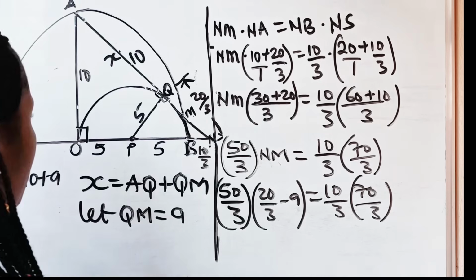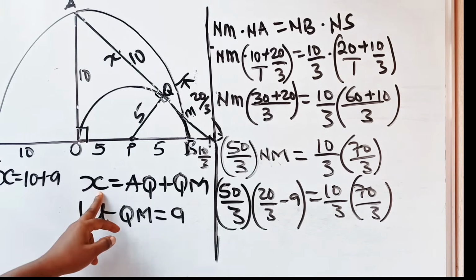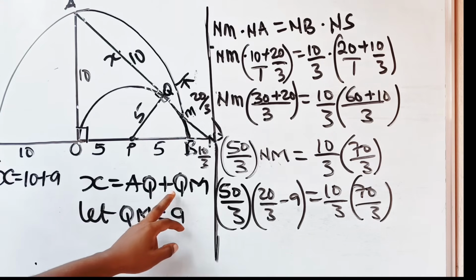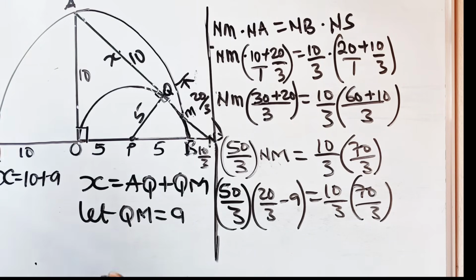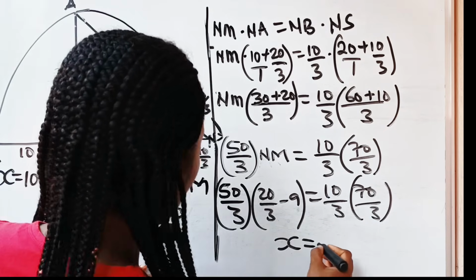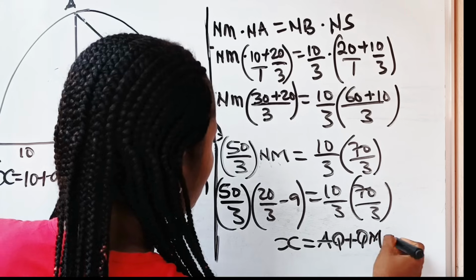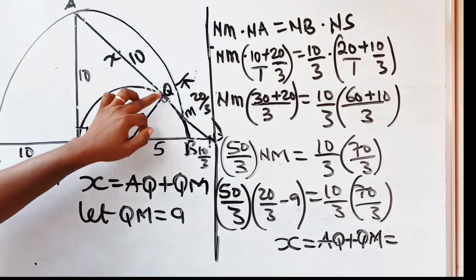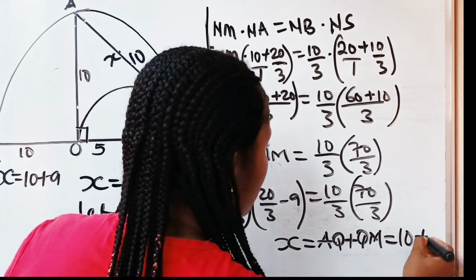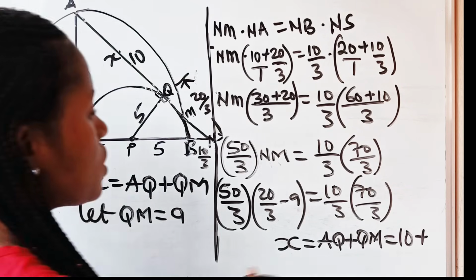Now we keep solving. I think what we need from this side now is that our X is equal to AQ plus QM. All right, so let's write it somewhere. Let me write it here. That X that we are looking for is AQ plus QM, which is equal to, we already know our AQ as 10. So it's going to be 10 plus our QM. QM is what we are looking for, which is A.